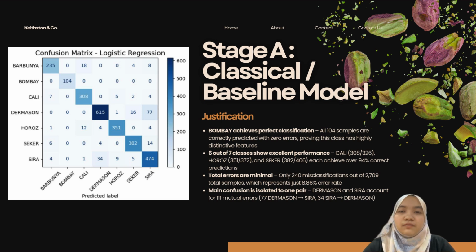The main confusion occurred between Dermason and Sira classes. Specifically, 77 Dermason samples were predicted as Sira and 34 Sira samples were predicted as Dermason. This aligned with our earlier EDA findings, where the scatter plot shows strong overlap between these two classes. Therefore, the confusion matrix validates the insight discovered during the exploratory data analysis.